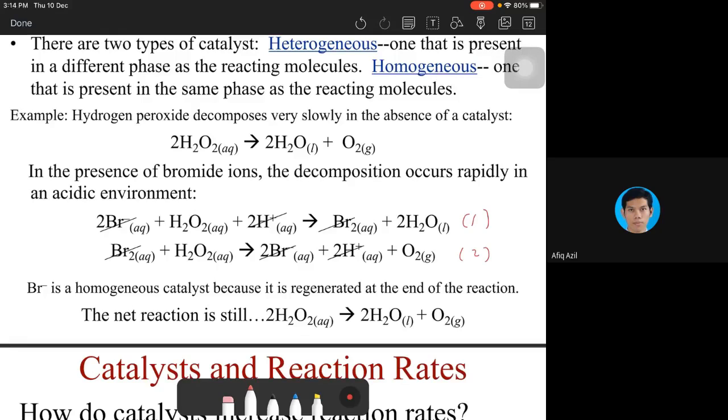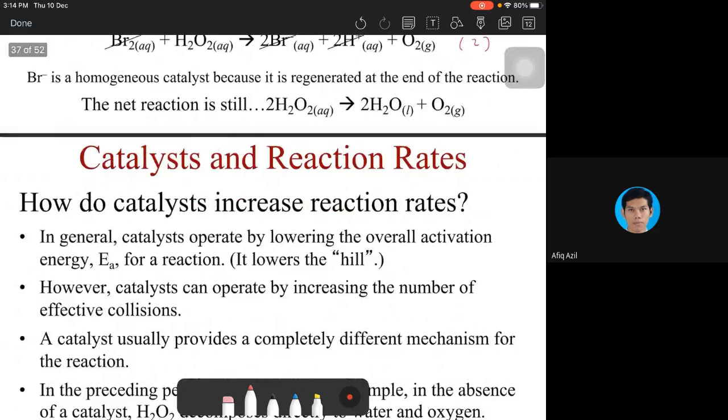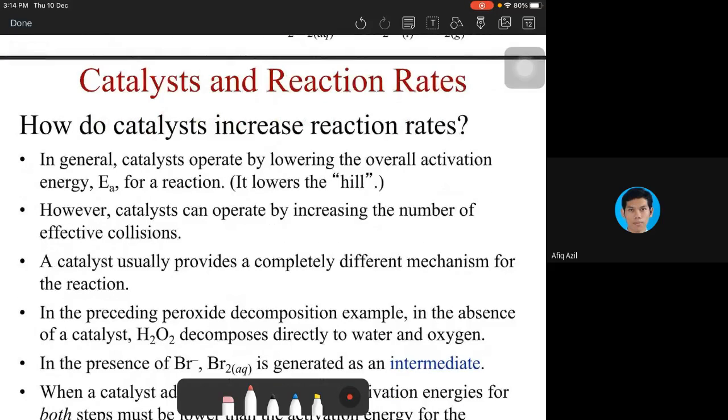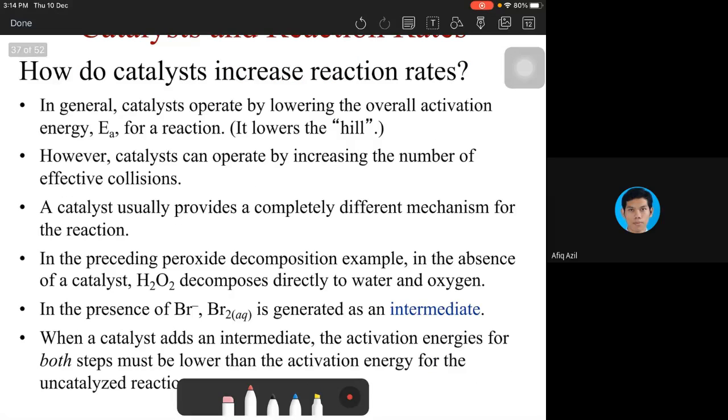So the net reaction is still the same like this one, in which the bromide ion will remain as a bromide ion at the end of the reaction. So how does a catalyst increase the reaction rate? Generally, it is said to be by reducing the activation energy, but the catalyst can also operate by increasing the number of so-called effective collisions among the reactants. So catalysts usually provide a completely different mechanism.